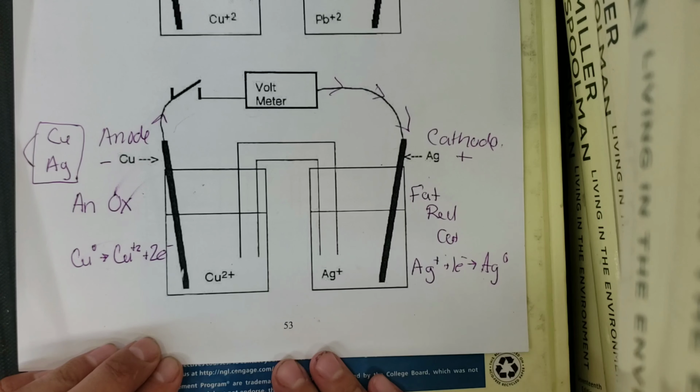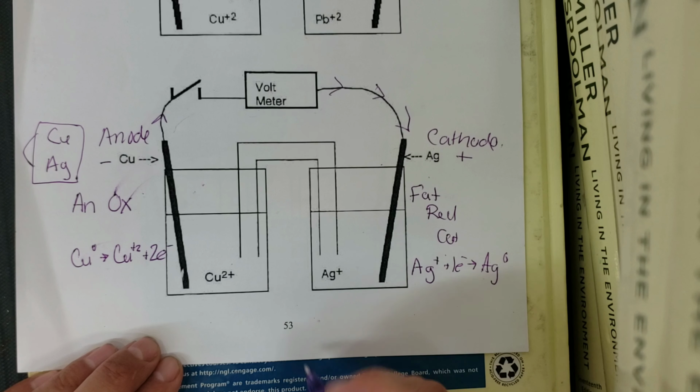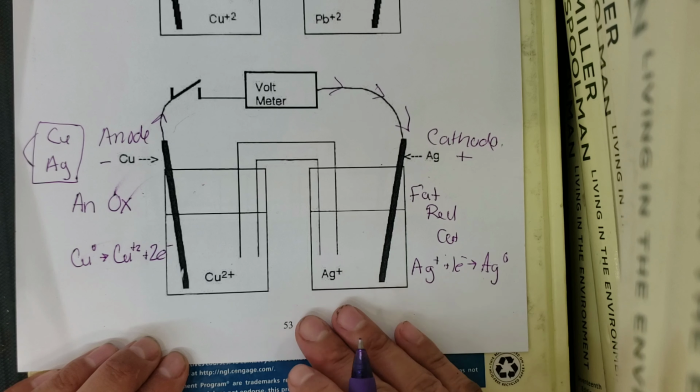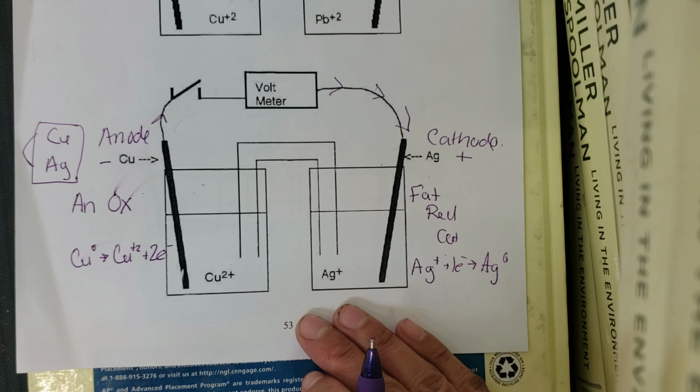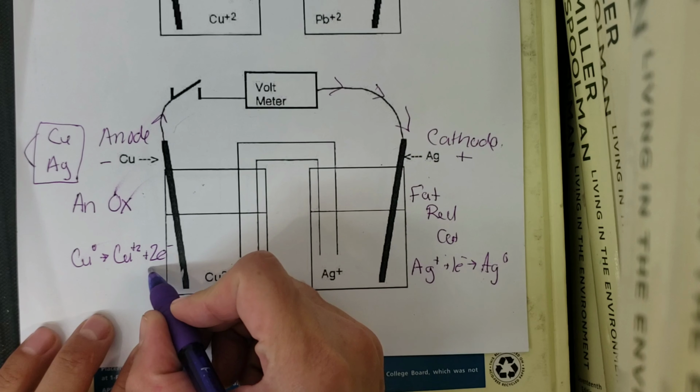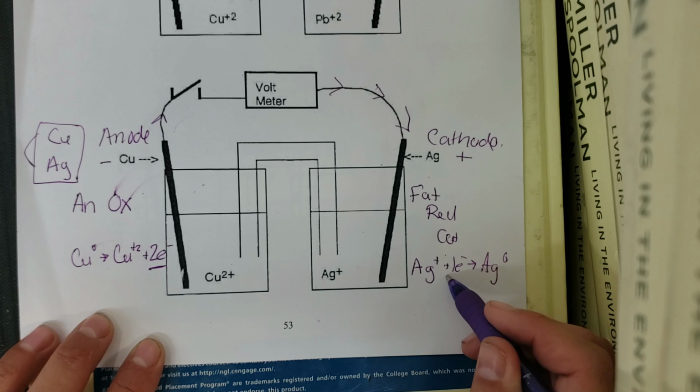In order to balance this chemical reaction, what we're going to have to do is start with the skeleton reaction, noticing that we have 2 electrons lost and 1 electron gained.